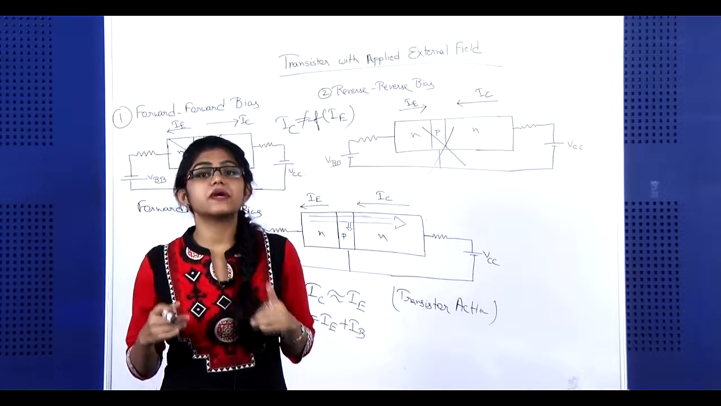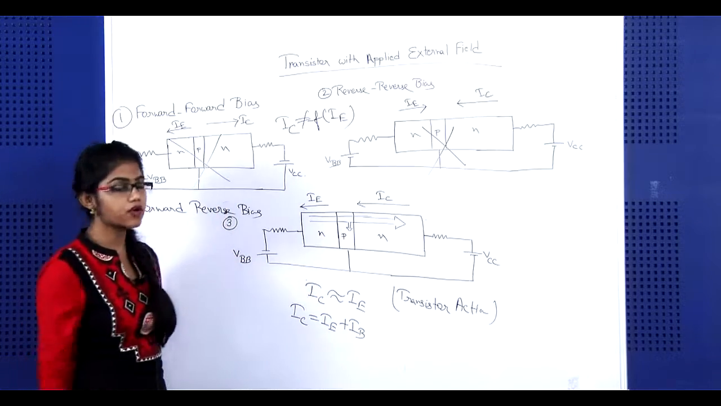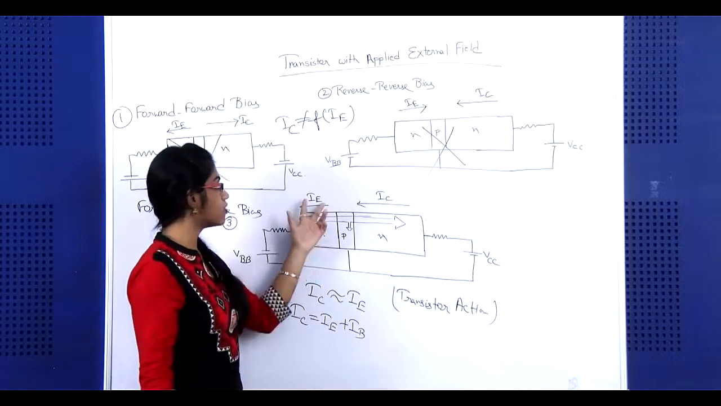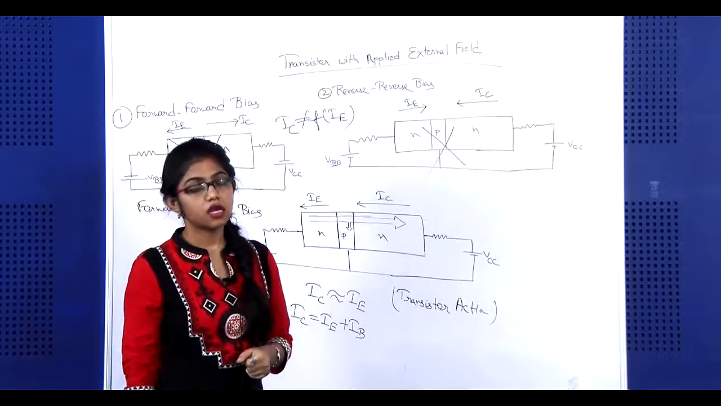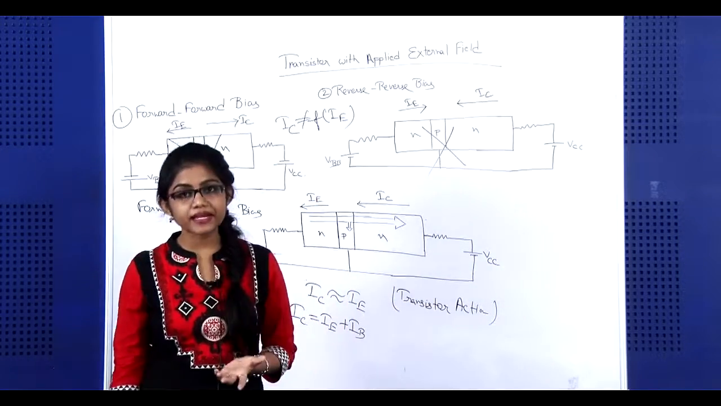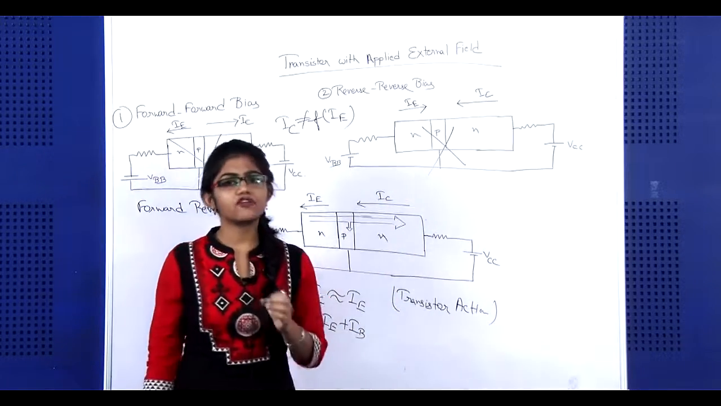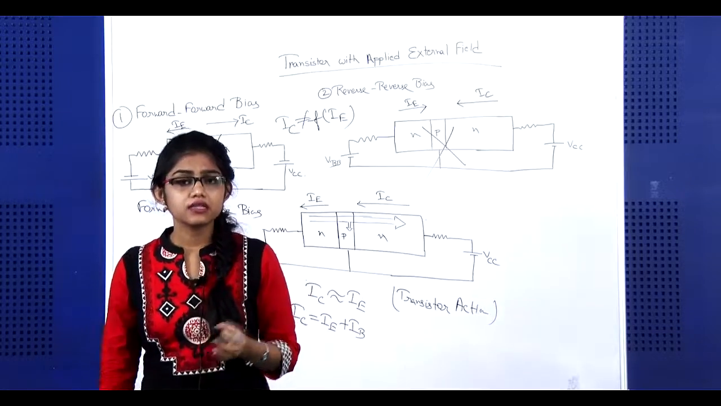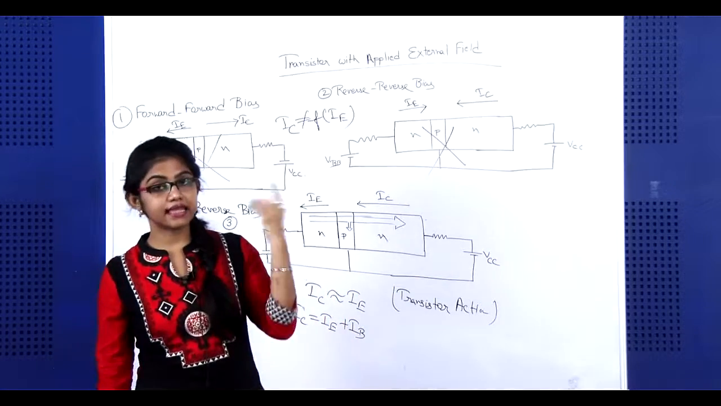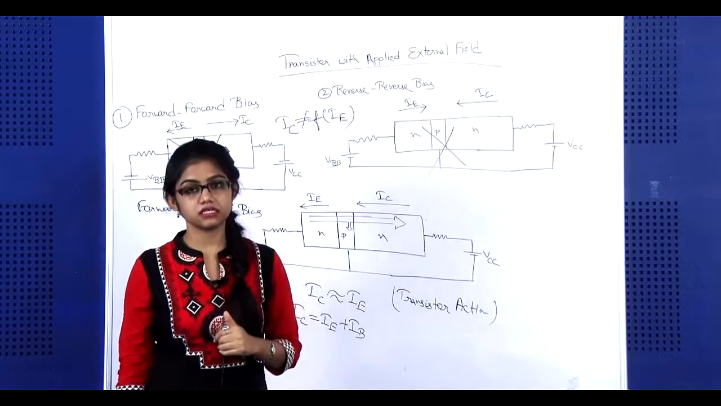So, what are we expecting from this circuit? Whenever this p-n junction diode is in forward bias, we will get a large amount of emitter current, so the amount of IE will be large. And if this p-n junction diode is in reverse bias, then obviously we can expect the amount of IC will be very less, because the current in reverse bias condition is the reverse saturation current, which is due only to the minority charge carriers.